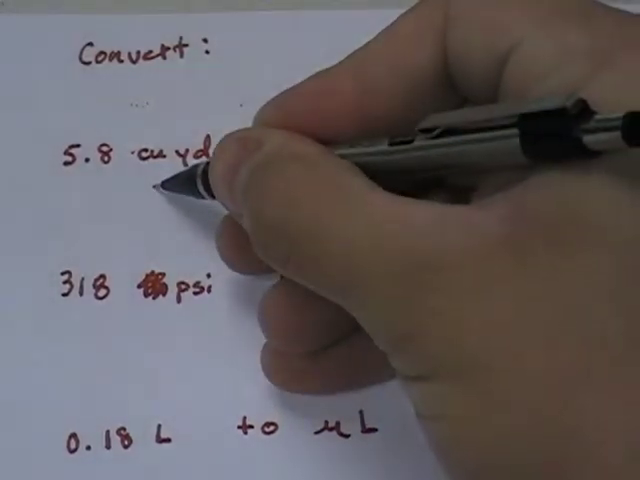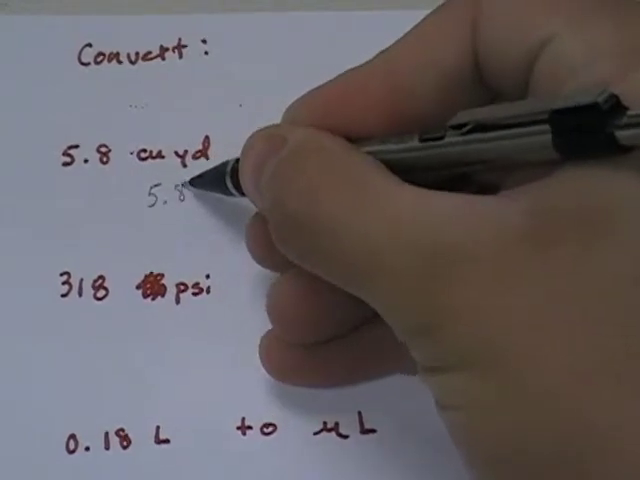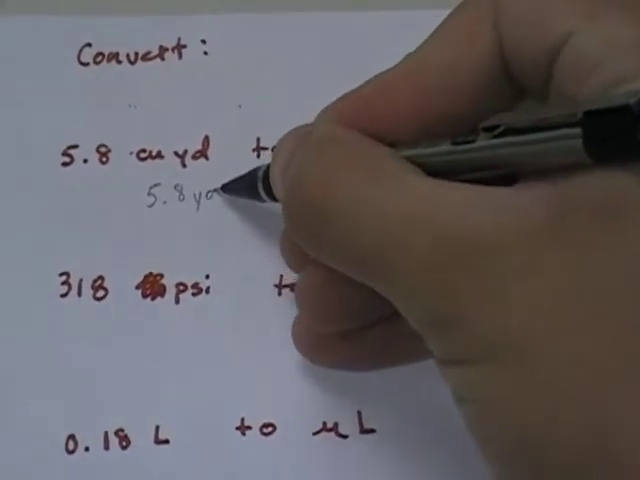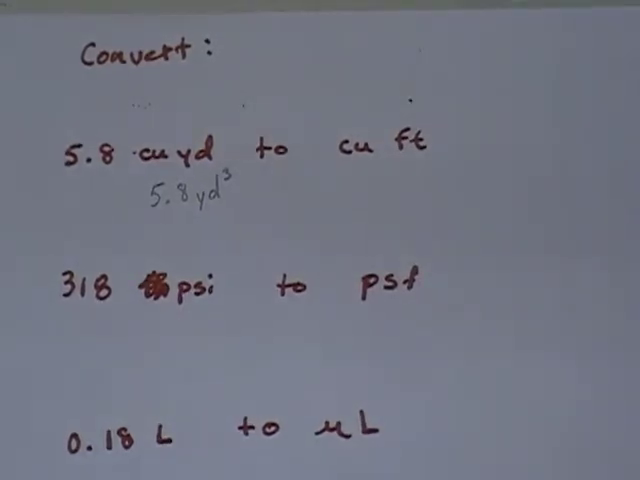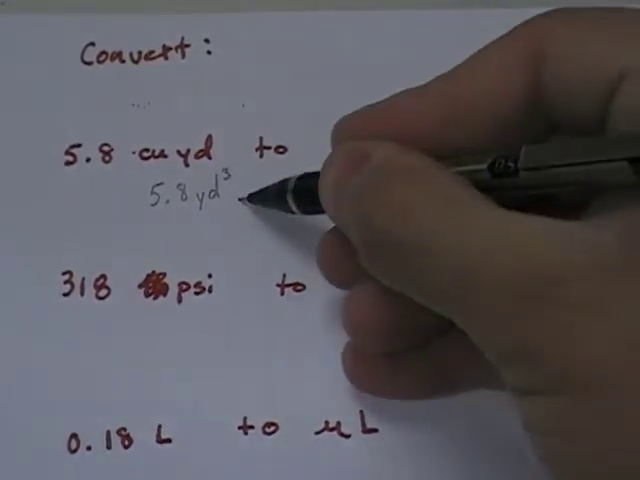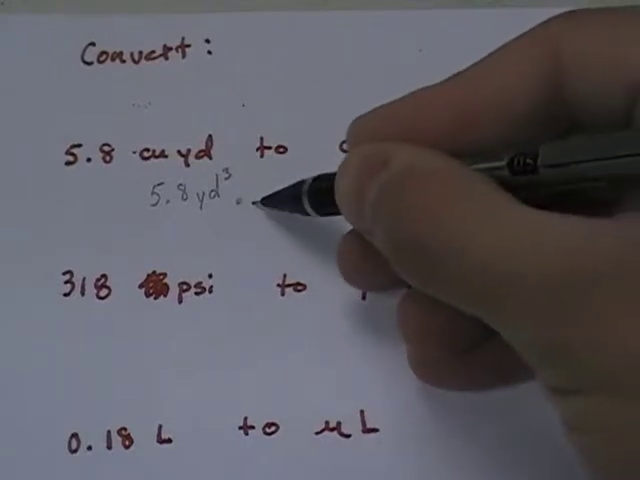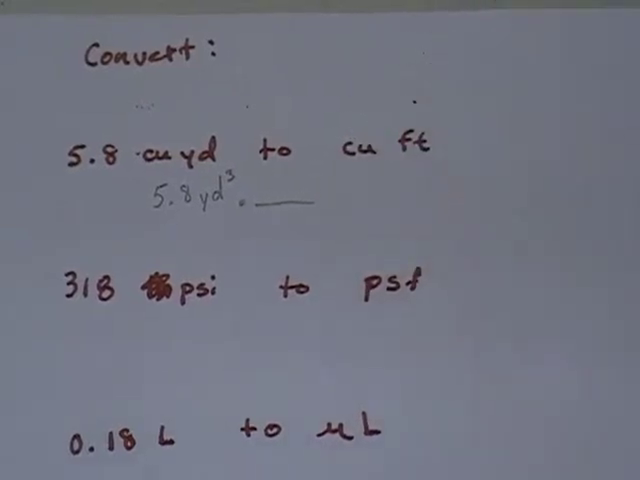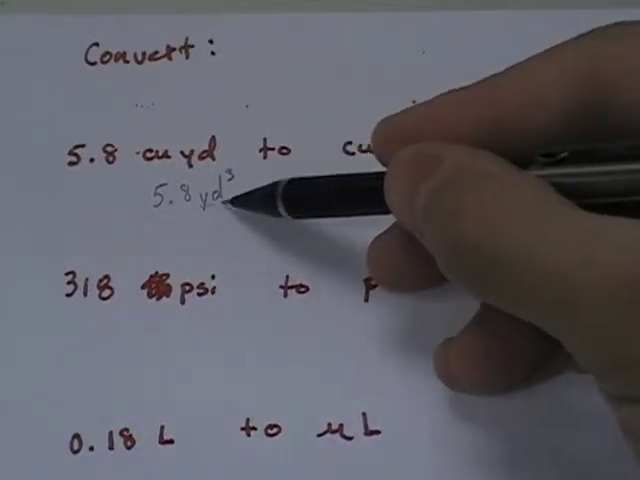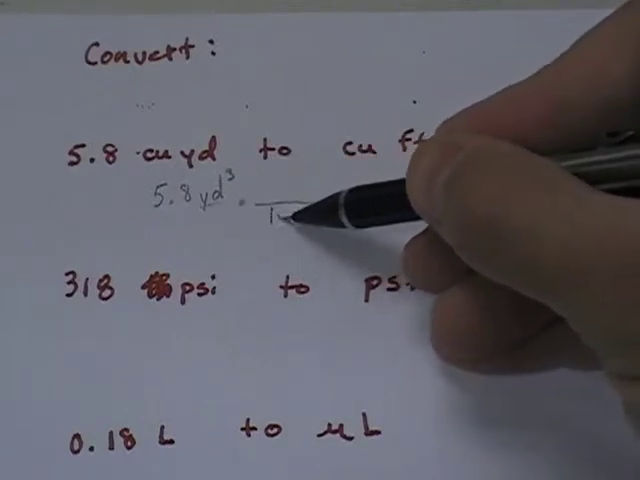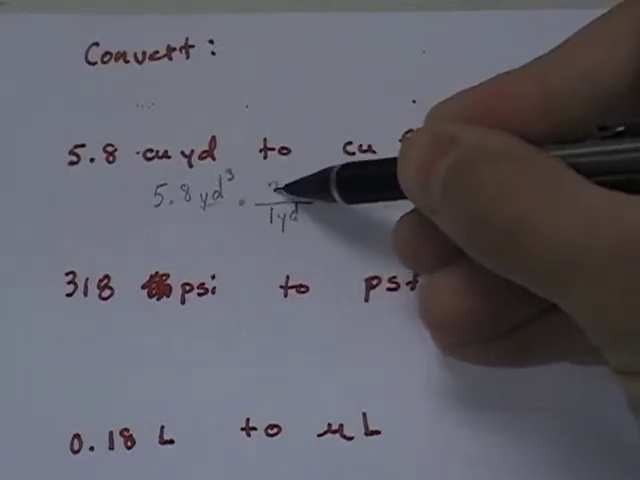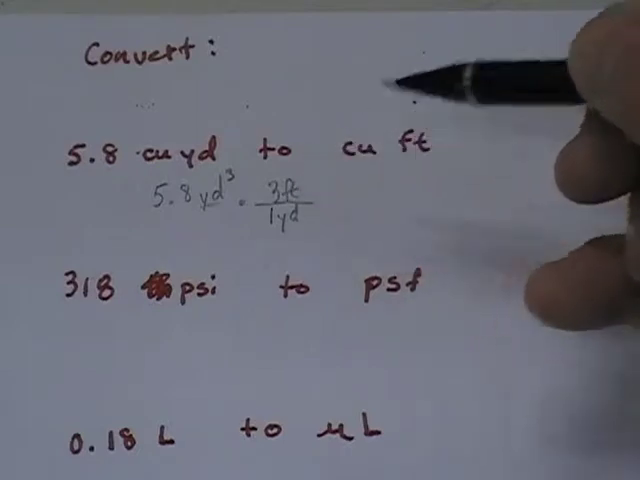So when you convert with units, you always start with what you're given. 5.8 cubic yards, and mathematically that's yards cubed. And anytime you convert something, you multiply by what's called a unit fraction. That means you have to multiply by something that's equal to 1. And since I have yards here and I want to get rid of yards, I'm going to put yards on the bottom. I know that 1 yard is equal to 3 feet.